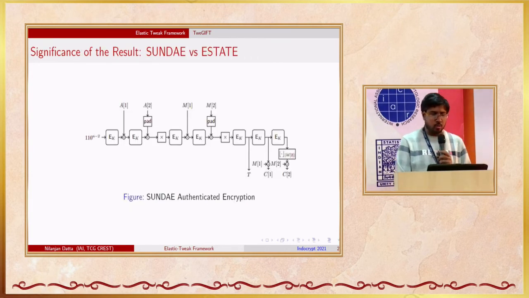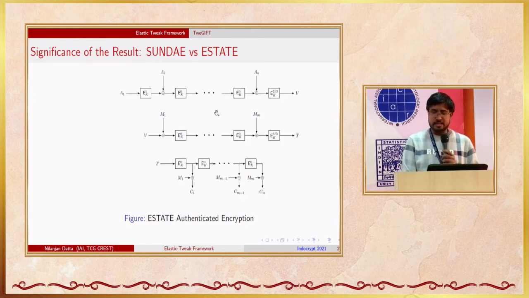And so now moving on to the significance of this result, and this can be seen from two well-known constructions, Sundae and ESTATE. So Sundae is an authenticated encryption following this MAC-then-encrypt type of mode. So this is kind of a CBC-MAC kind of mode, and then you have an OFB kind of encryption mode. And in this mode, you need a constant encryption at the beginning for the security of the mode. And a tweakable variant of this construction can be made by ESTATE, that is proposed by us in this NIST lightweight competition.